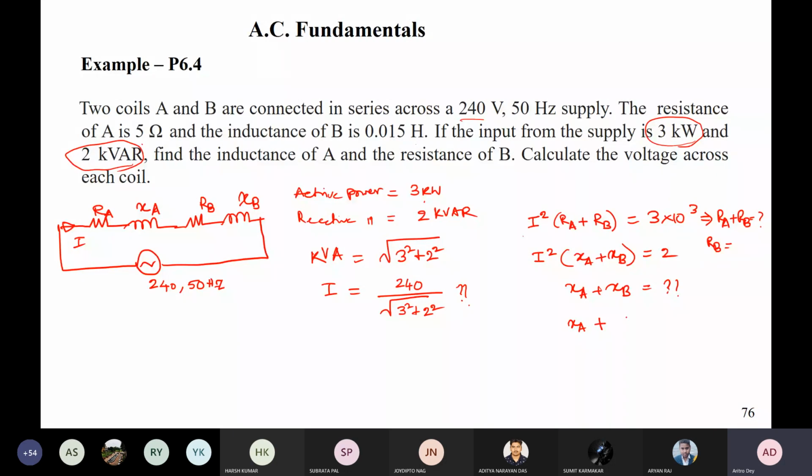So we can write it as 314, for the 50 hertz supply. So omega equal to 2 pi f. So 2 into 50 is 100, and pi is 3.14, so 314. You can find out this expression minus 314 into 0.15, that will give you your XL. So your LA will be that divided by 314. Then you will be able to find out the LA part and the RB part.